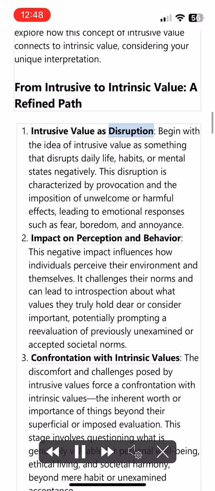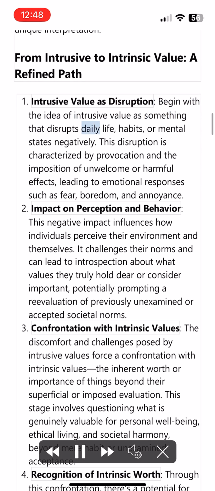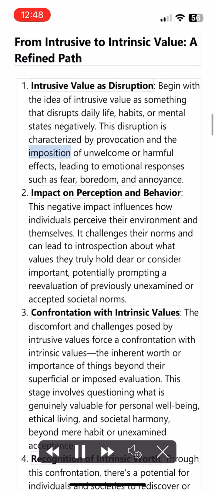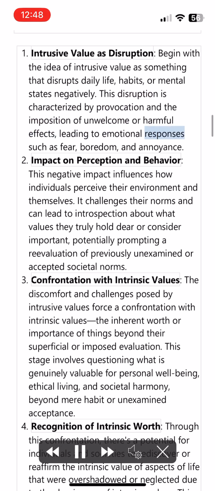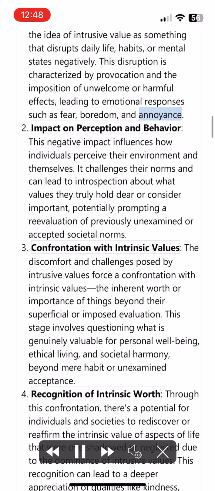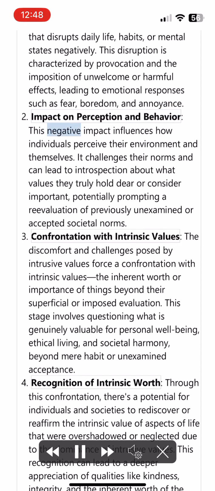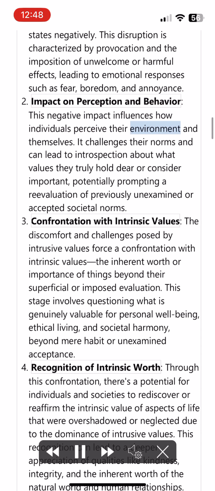Intrusive value as disruption. Begin with the idea of intrusive value as something that disrupts daily life, habits, or mental states negatively. This disruption is characterized by provocation and the imposition of unwelcome or harmful effects, leading to emotional responses such as fear, boredom, and annoyance. Impact on perception and behavior. This negative impact influences how individuals perceive their environment and themselves.